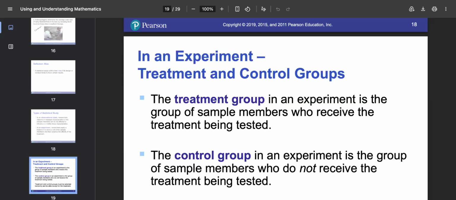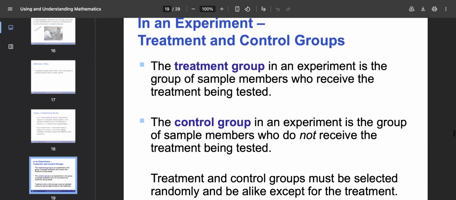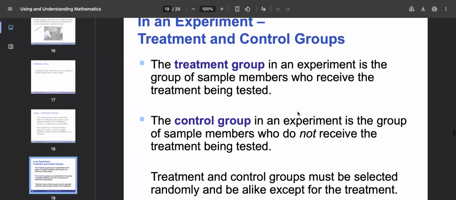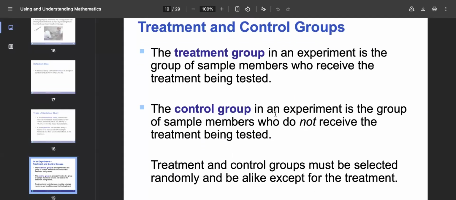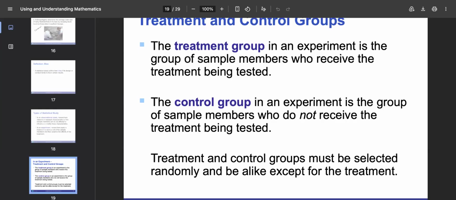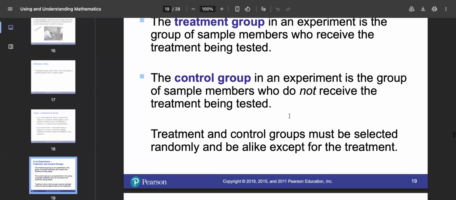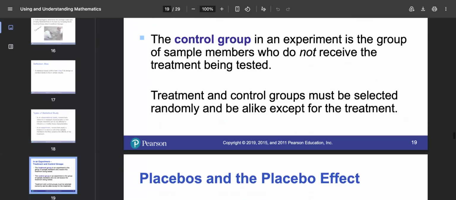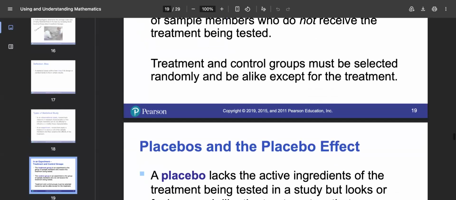The control group in an experiment is the group of sample members who do not receive the treatment being tested. So they're just the ones that were kind of hanging out. Sometimes they don't know whether they're getting the treatment or not, but they are the control. A lot of times we'll talk about that being like the placebo, like somebody giving somebody a water pill or a sugar pill. It just doesn't have anything in it that would affect them. And so they're the control group. Treatment and control groups must be selected randomly and be alike except for the treatment.